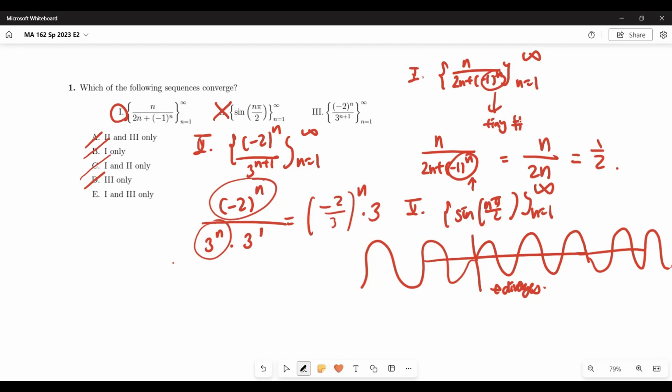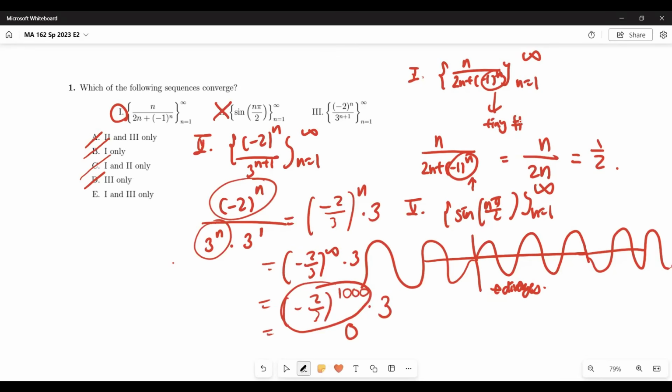And if n goes to infinity, this will be a really small number. You can punch it in the calculator, like negative 2 over 3 to the 1,000, something like that. And then you'll get a really small number and you'll be multiplying it by 3. So if it's going to infinity, it'll be small enough that it's going to converge to 0. So it'll be eventually just converging into 0 times 3. So it's converging to 0. So it converges, and that means 1 and 3 are right, and that means our choice E is the right answer, as we expected. So the answer is E.